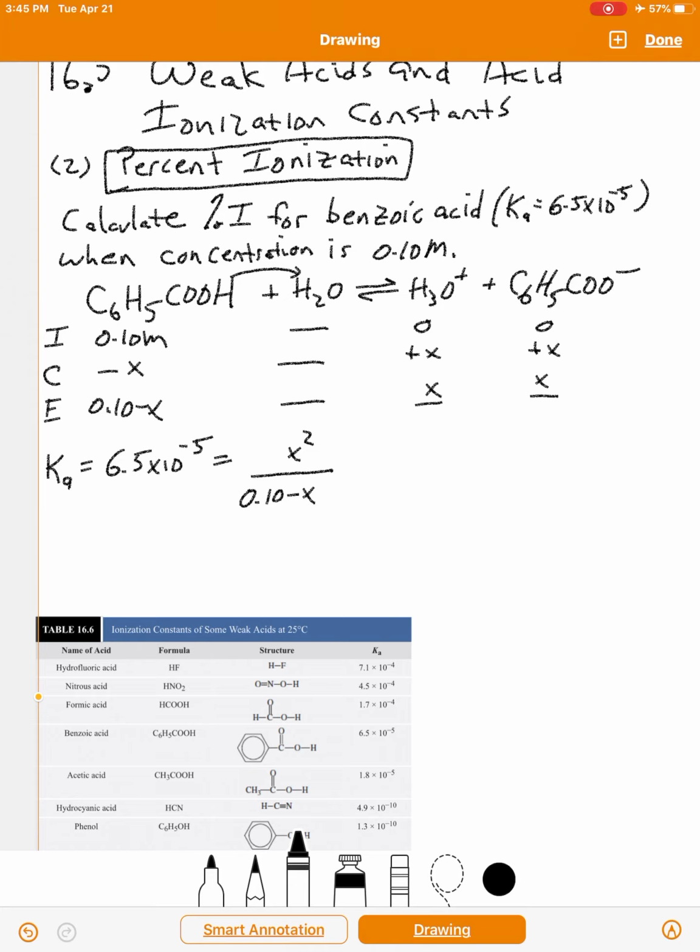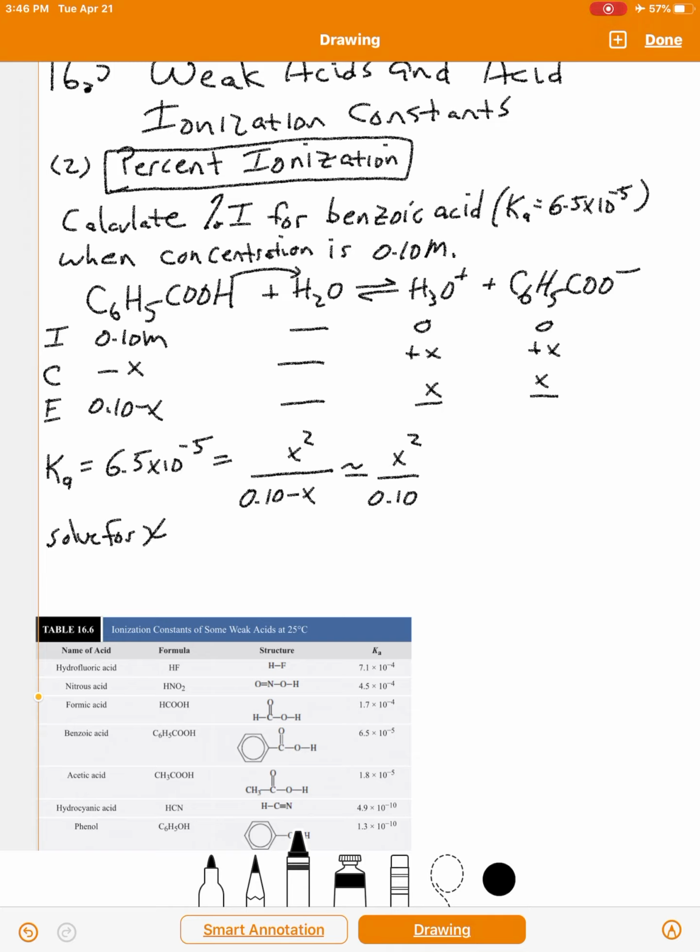The assumption is that if we substitute 0.10 in the denominator for 0.10 minus X, we'll get about the same answer. So this is approximately equal to X squared over 0.10. It's going to be pretty close. Okay? So solve for X. That's the idea here. With weak acids, that's generally what you end up doing.